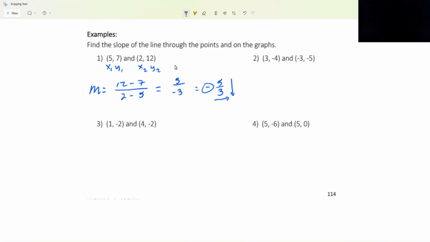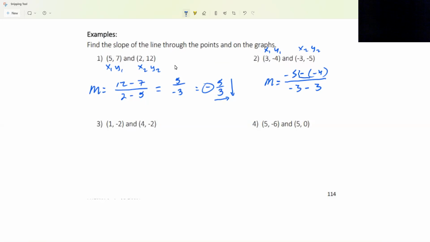Okay, so when you're looking at this next one, same thing, x1, y1, x2, y2. It doesn't matter which one I call point 1 and point 2. Just don't mix and match. Don't put x1 with y2, that wouldn't work. So what I'm going to do is plug them into the equation. But for this, you have to be a little bit careful because I'm saying negative 5 minus negative 4, and then I've got negative 3 minus 3.